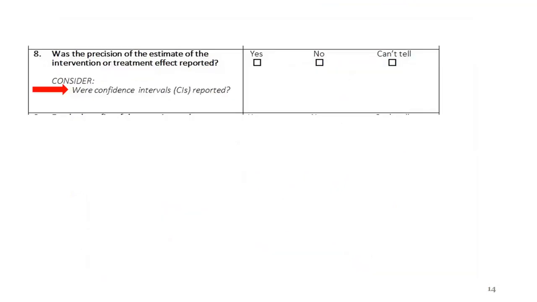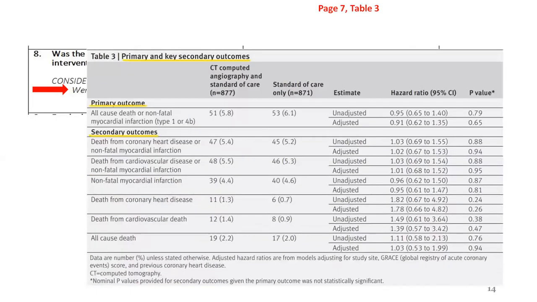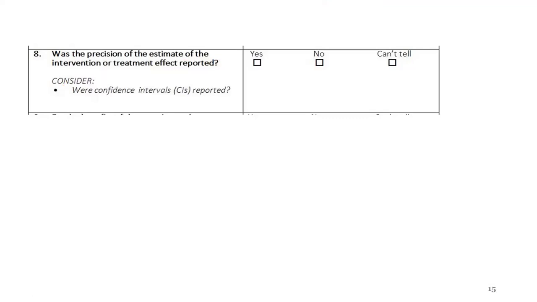Was the precision of the estimate of the intervention or treatment effect reported? So to say yes, no, or can't tell, we have to consider whether the confidence interval was reported. So if you go to page number 7, table 3, then we have this table. It has the primary and secondary outcomes. So they have included a confidence interval, between brackets 0.65 to 1.4 in each and every one. So they have calculated the confidence interval. So the answer will be yes.